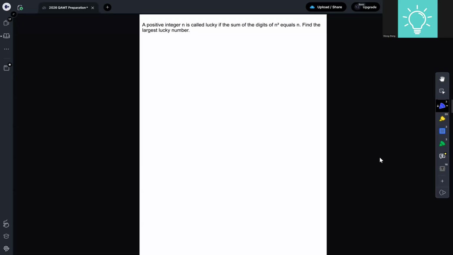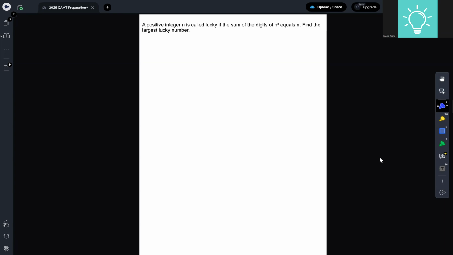Suppose that in the 2026 QAMT problem solving competition, you come across this problem. What are you going to do with that? A positive integer n is called lucky if the sum of the digits of n squared is equal to n. Find the largest lucky number.